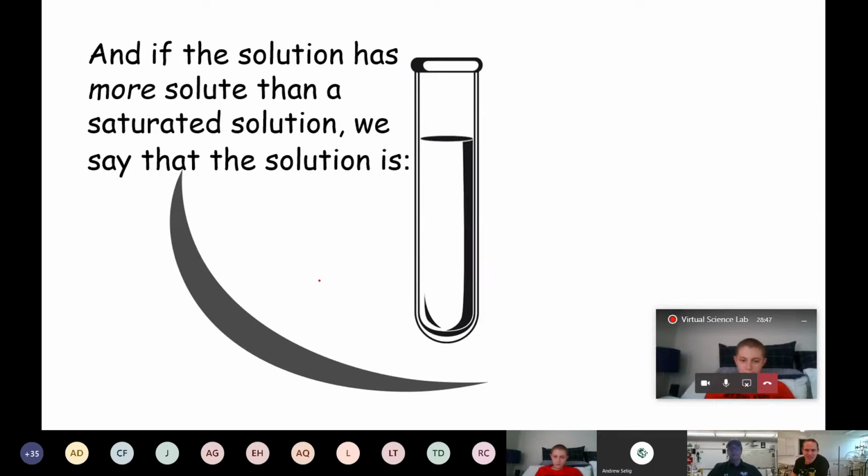Same idea. What we use is the term super, meaning past there. So we have supersaturated.